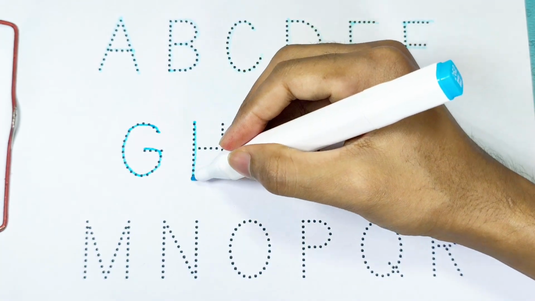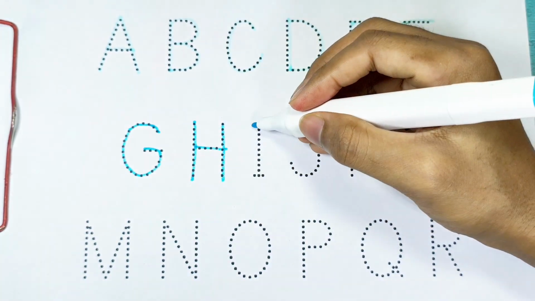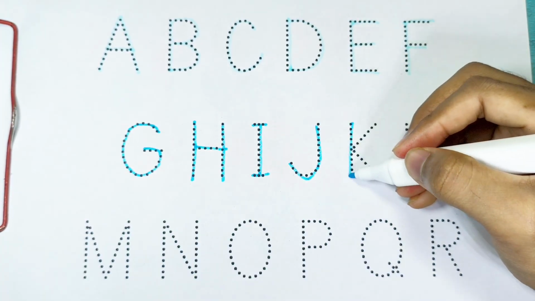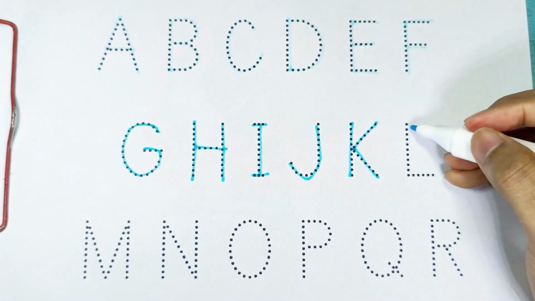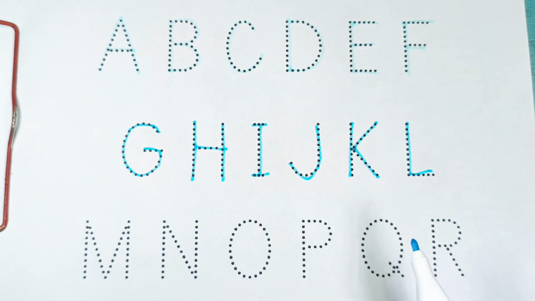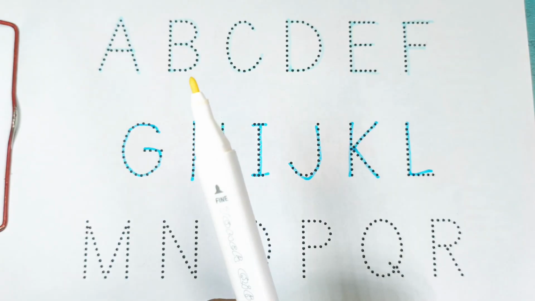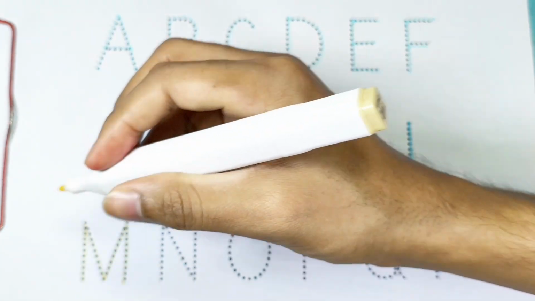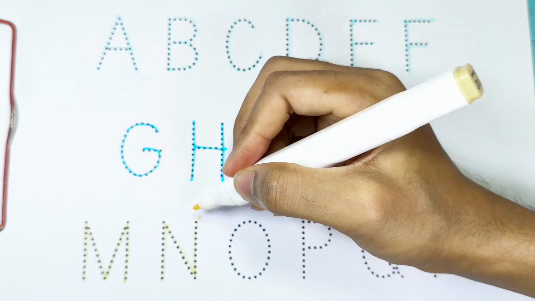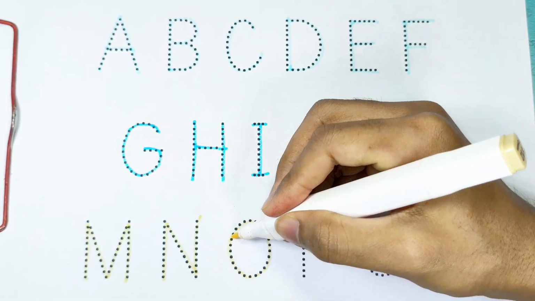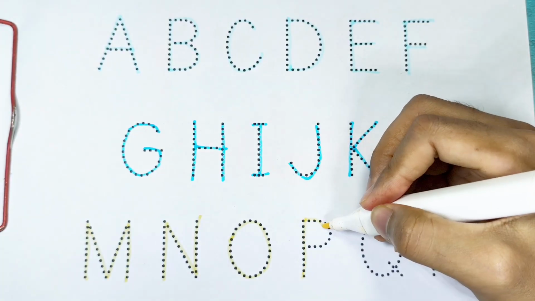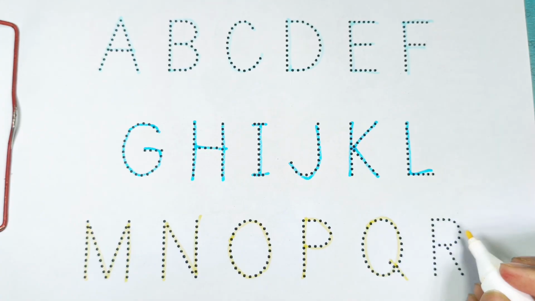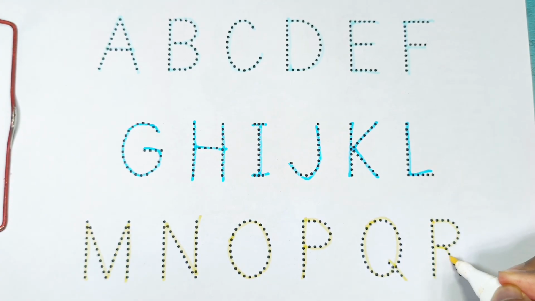G. The next one is H. Now we're writing the alphabet of I. J. The next one is K. L. L for lemon. Kids, now we're using the color of cream and writing M. N. The next one is O. Now we're writing the alphabet of P. Q. Q for queen. The last one is R.